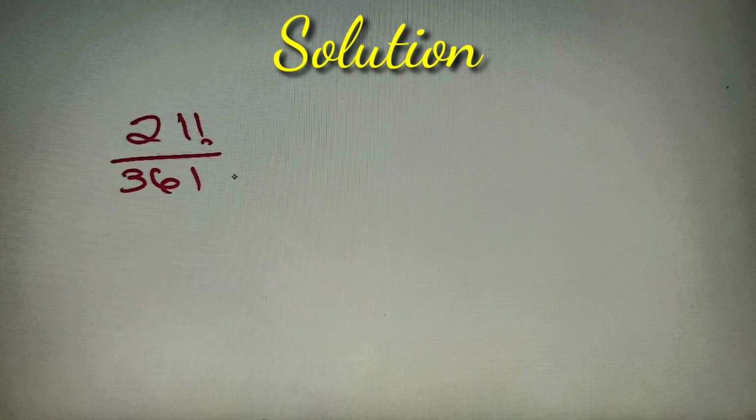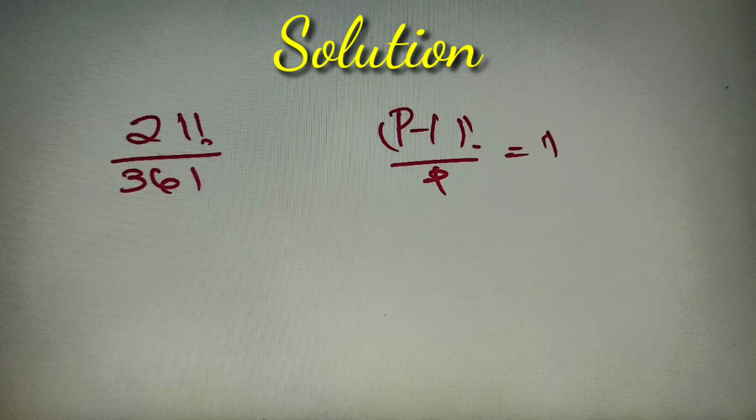by 361. As I've said earlier, this question is based on the topic of Wilson's theorem. If you don't know what Wilson's theorem is, let me explain it briefly. When we are given a number p where p is a prime number, then the remainder when p minus 1 factorial is divided by p is equal to p minus 1, or it can be stated that the remainder is equal to minus 1.